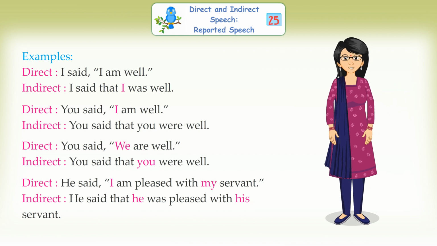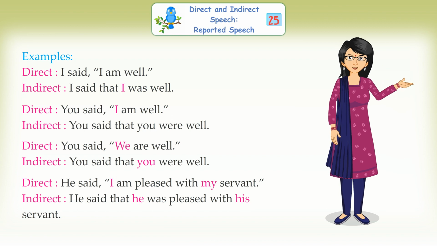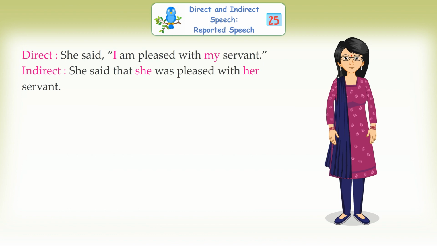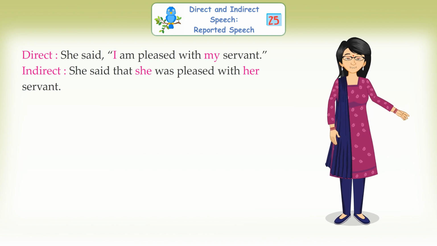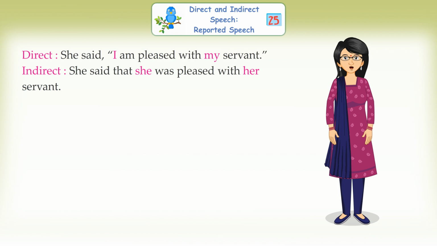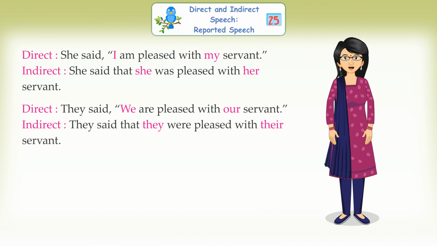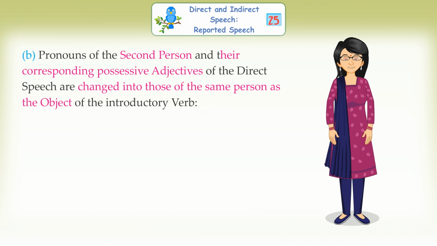Direct: He said, "I am pleased with my servant." Indirect: He said that he was pleased with his servant. Direct: She said, "I am pleased with my servant." Indirect: She said that she was pleased with her servant. Direct: They said, "We are pleased with our servant." Indirect: They said that they were pleased with their servant.